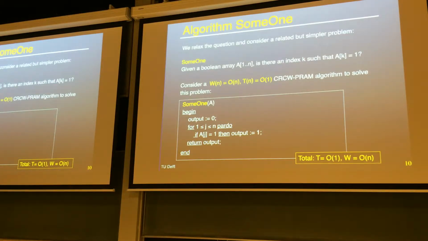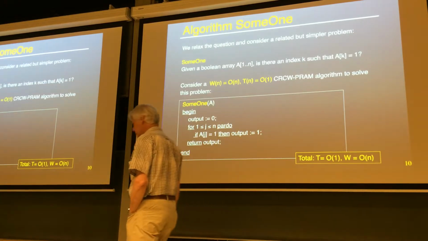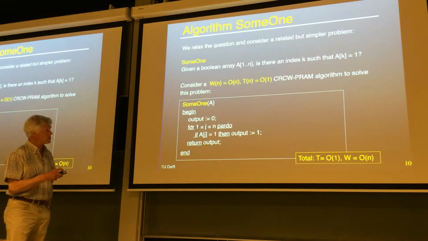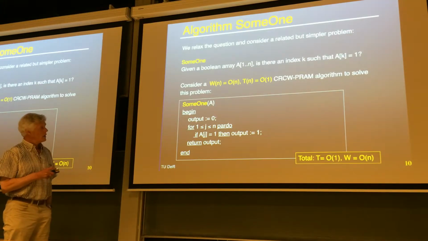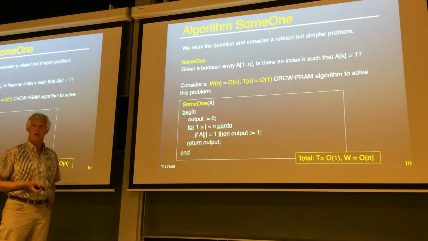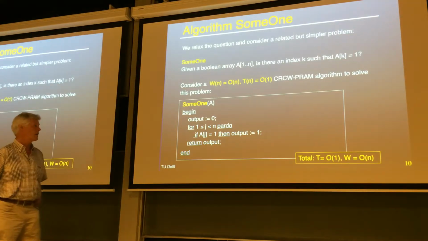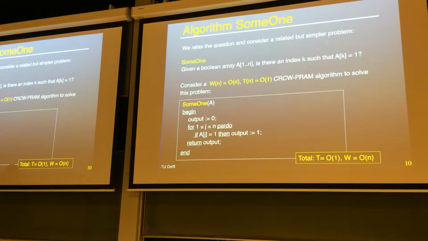So let's study the problem of finding in a Boolean array an index k such that ak equals 1. Well, that's an almost trivial task. Here is the algorithm, sum1. Begin, set your output to 0. For j between 1 and n, do: if aj equals 1, then output 1, and return output. Here output 0 means there doesn't exist any 1 in the array, and else output 1 tells you there is a 1.